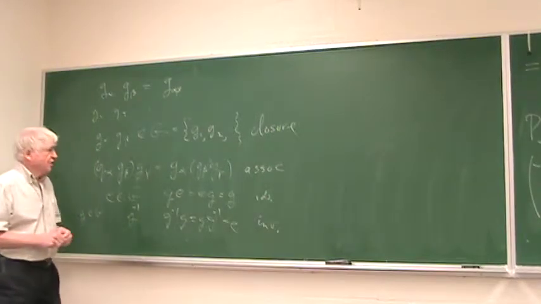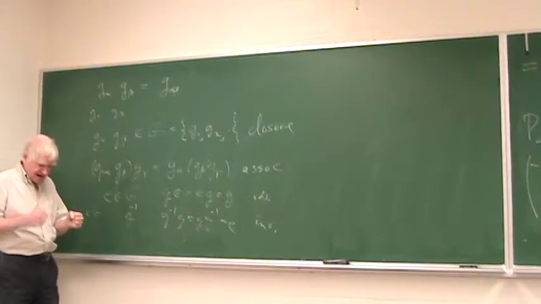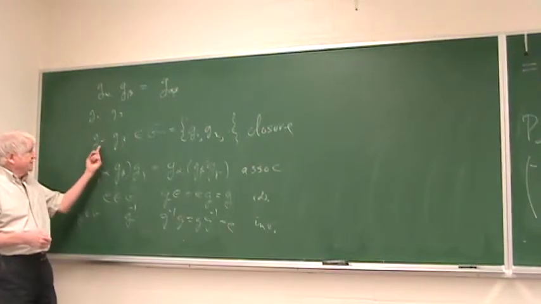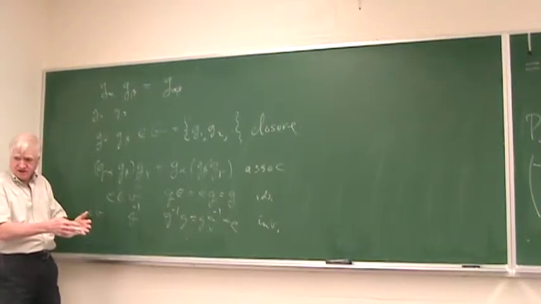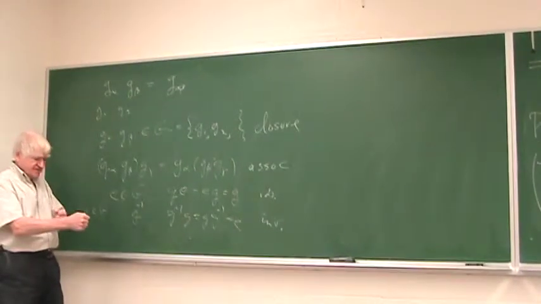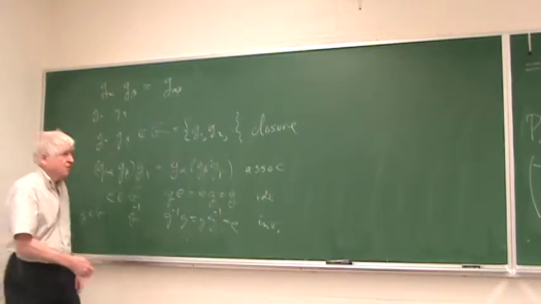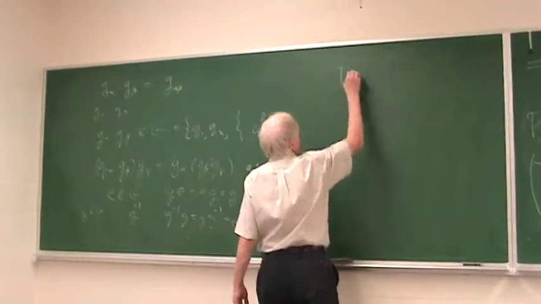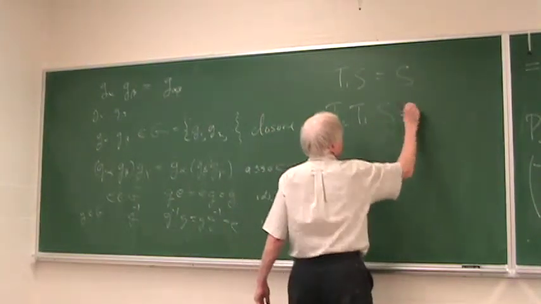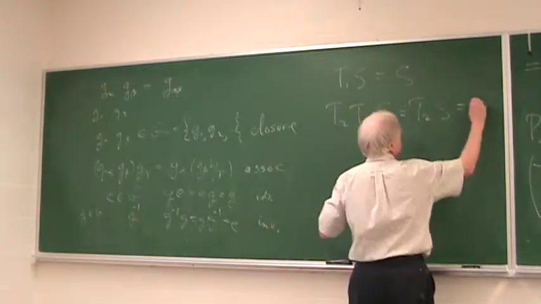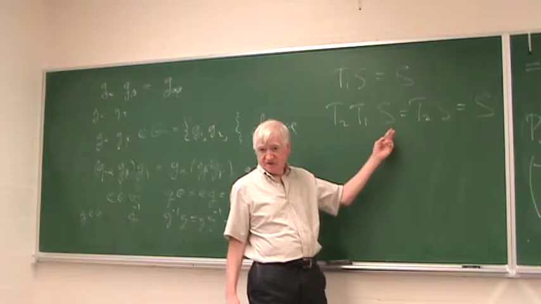And so, if the first transformation leaves something invariant, and the second one leaves something invariant, and we define the product of two transformations as the first transformation and then the second transformation acting on whatever it is we're talking about, then we have, let's call S the thing that's left invariant, T1 on S is S. Then T2 T1 on S will be T2 on S, which will be, again, S. So if T1 and T2 both leave S invariant, then the product will leave S invariant.